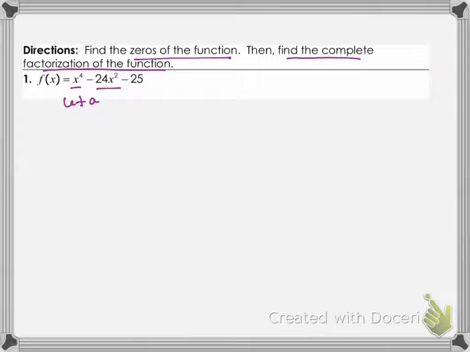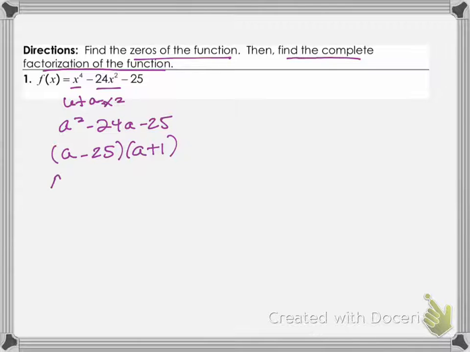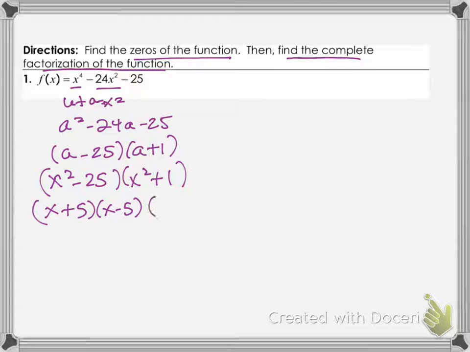Let a equal x squared. So we have a squared minus 24a minus 25. So that would be a minus 25, a plus 1. So I have x squared minus 25 and x squared plus 1. So that would be x plus 5, x minus 5, and this is still x squared plus 1. So, okay, this becomes... well, we already have that.